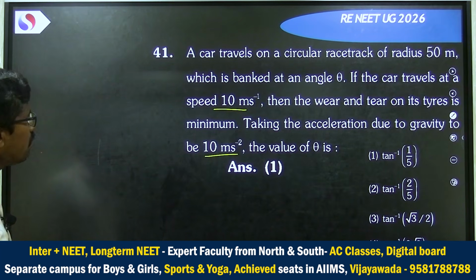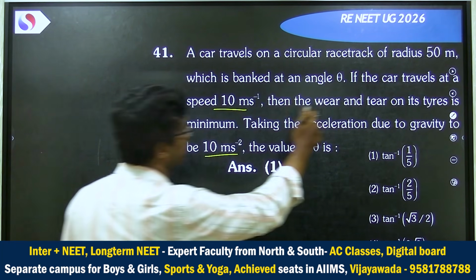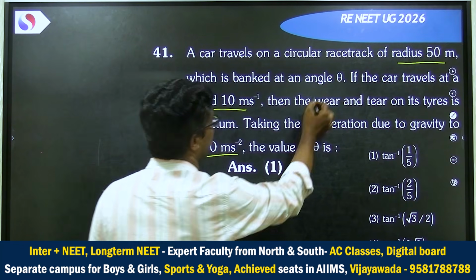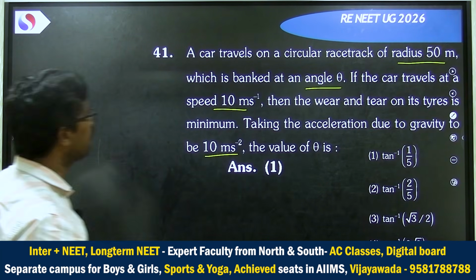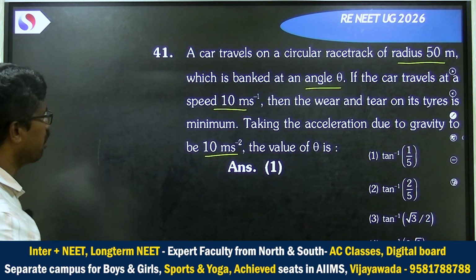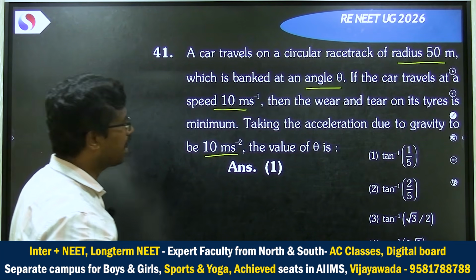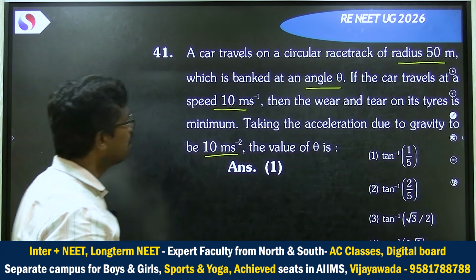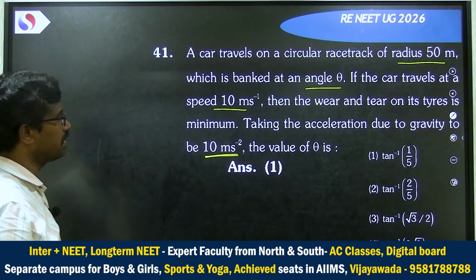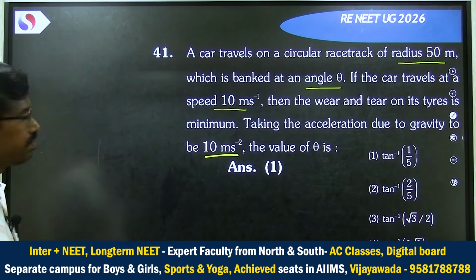Next question: a car travels on a circular track of radius 50 meters, which is banked at angle theta. The car travels at a speed of 10 meters per second. The wear and tear of the tire is minimum, which means there is no frictional force. The acceleration due to gravity is given as 10 meters per second square. What is the value of theta?